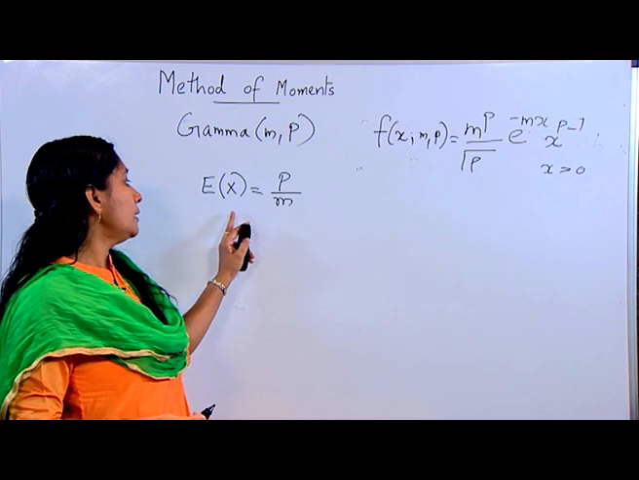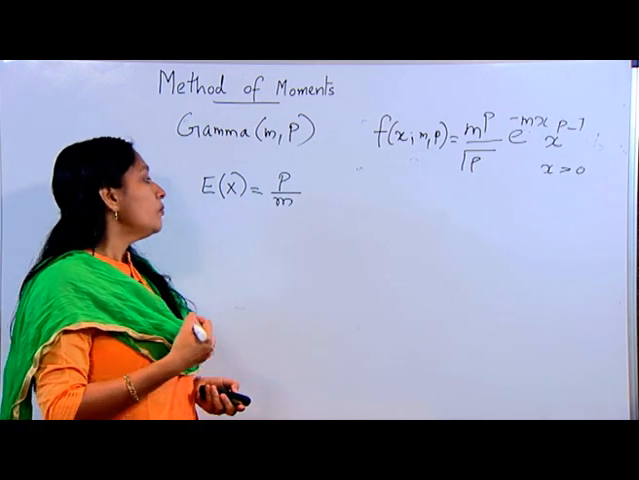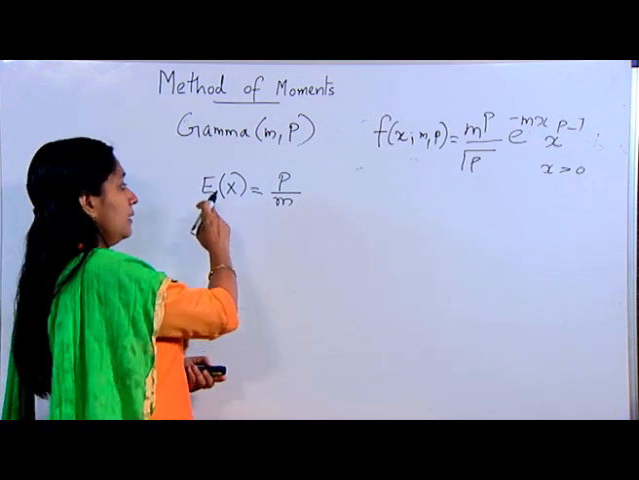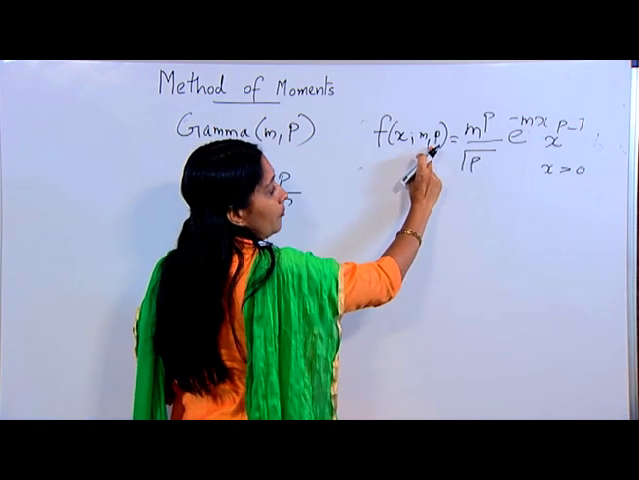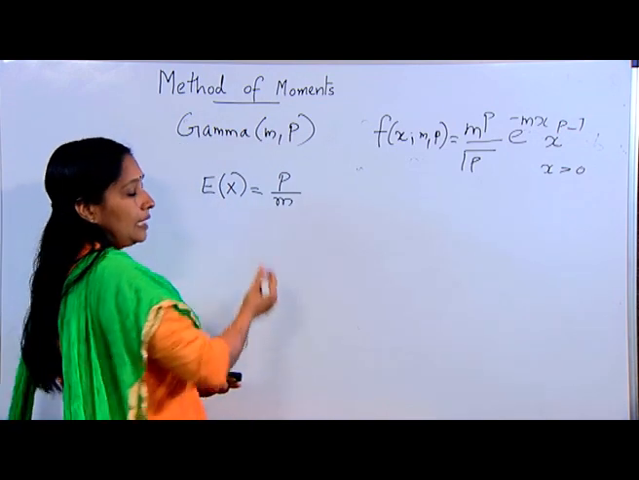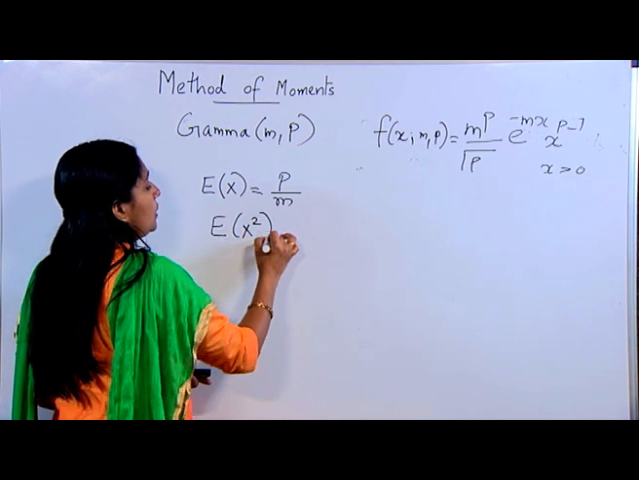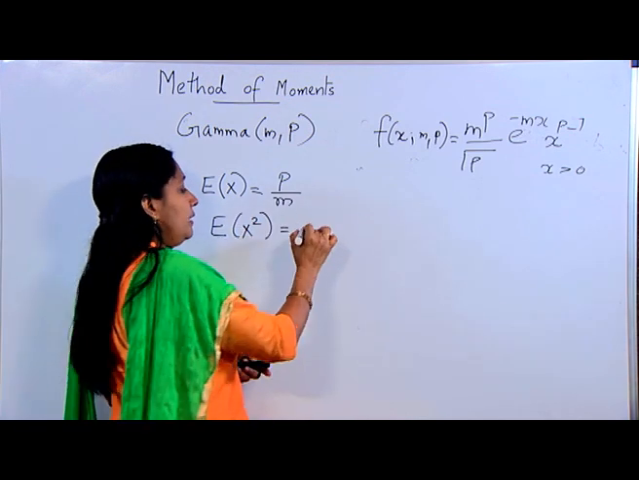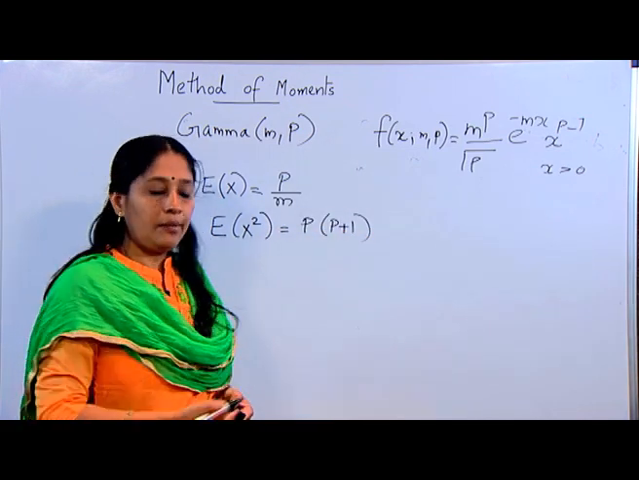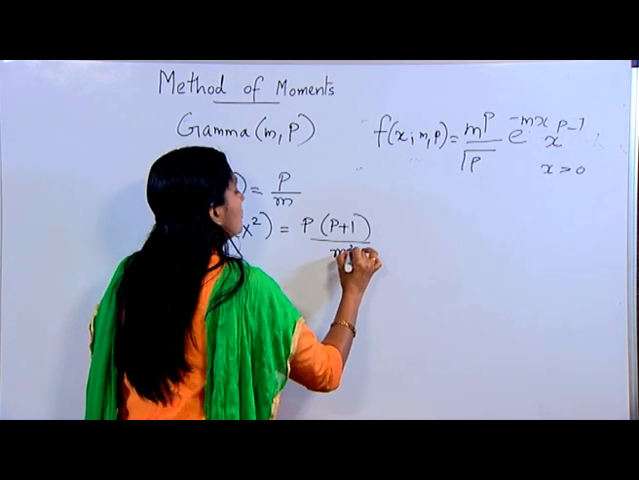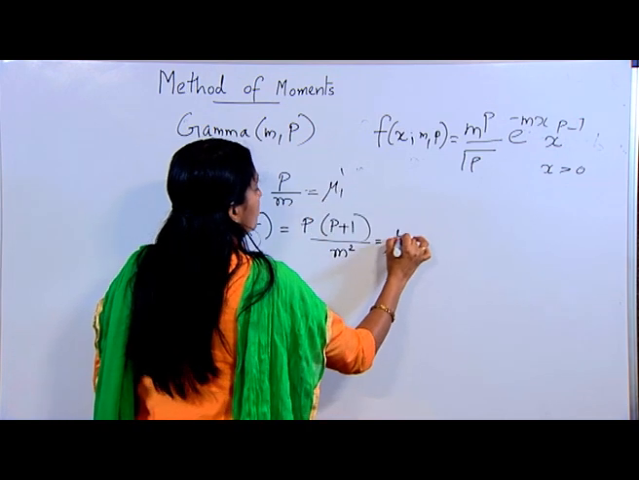If you do not remember the expression for the first order population moment, you can find it using the expression expectation of x is equal to the integral of x into f of x; m, p dx. So, this is expectation of x, and expectation of x square is equal to p into p plus 1 divided by m square. So, this is mu 1 dash, this is mu 2 dash.